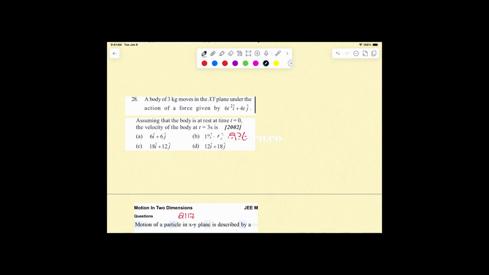A body of 3 kg moves in the xy plane under the action of a force given by 6t squared plus 4t. If it is a force, then force divided by mass should give you the acceleration.